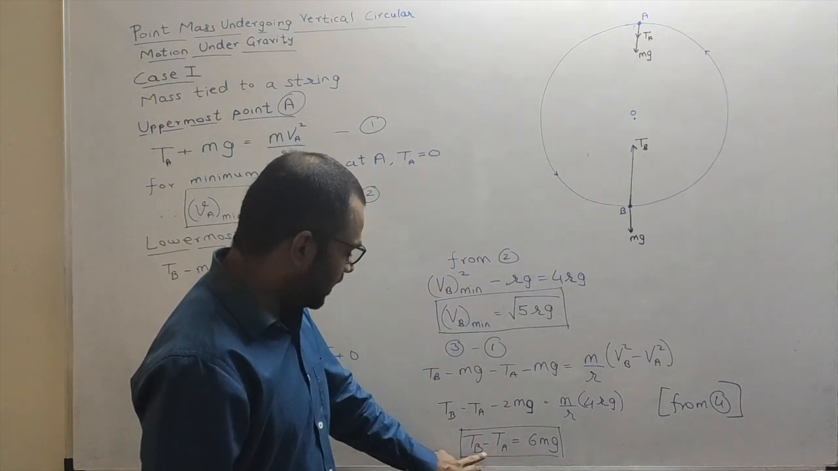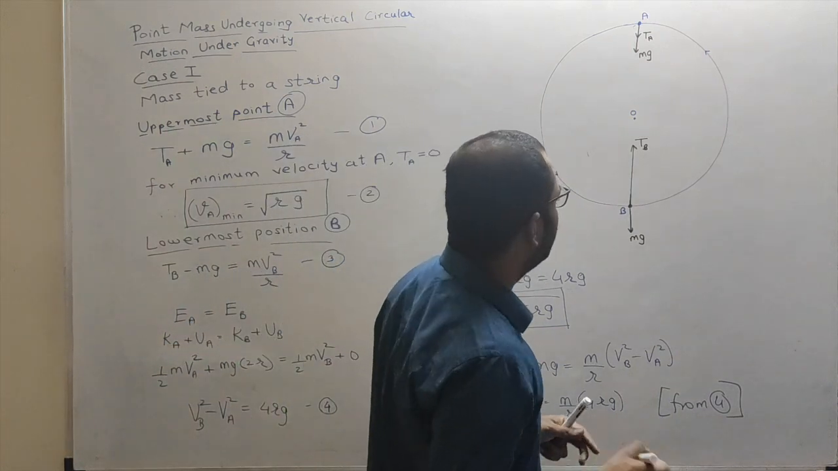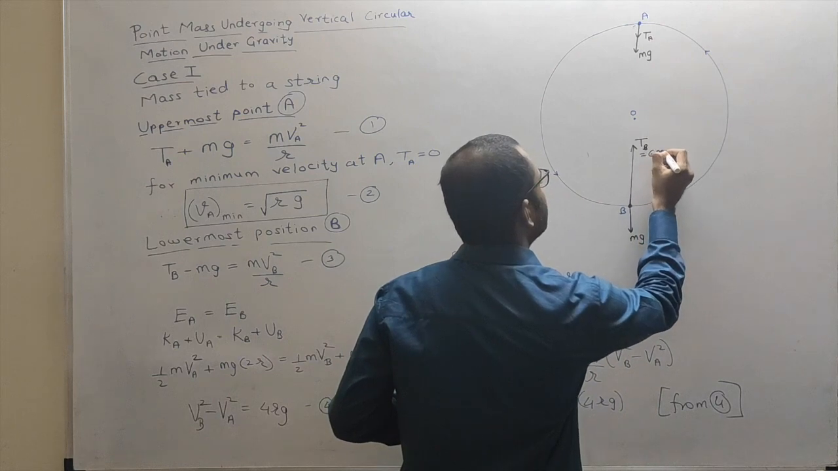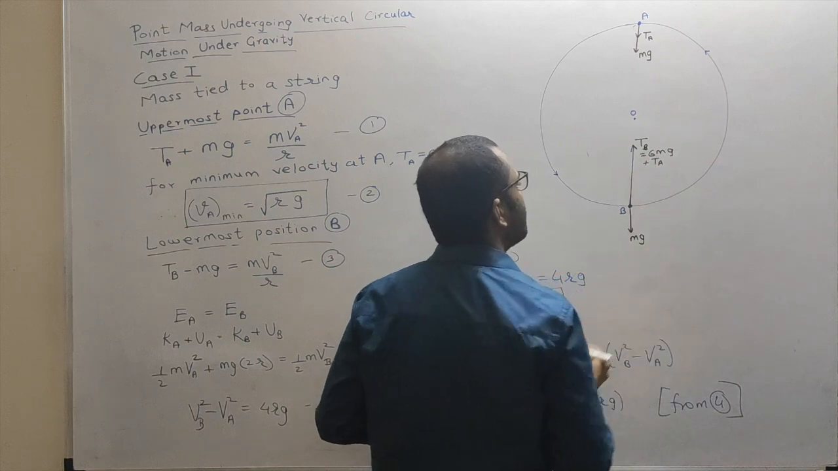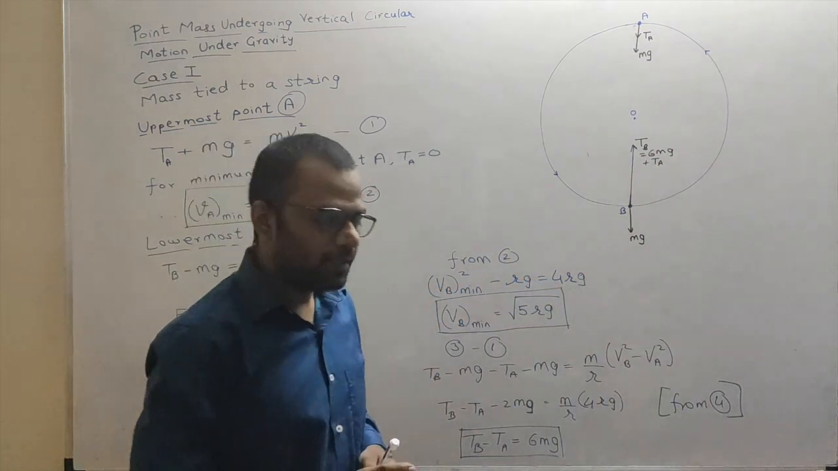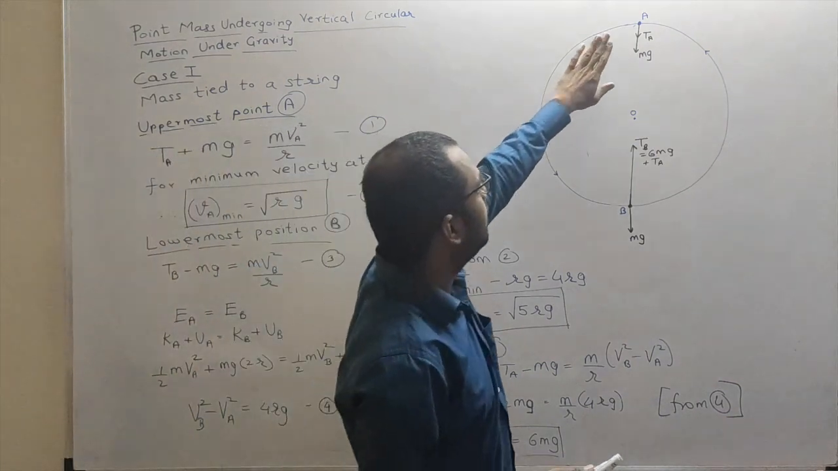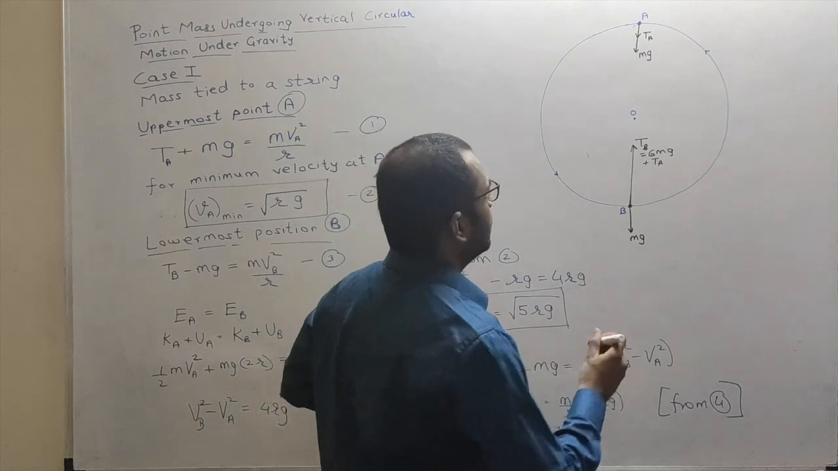So from here you can see that TB is nothing but 6 mg plus TA. So I can just mention this over here. TB is nothing but equal to 6 mg plus TA. Okay. So these were about the topmost point and the bottommost point. Now let us talk about some midpoint.